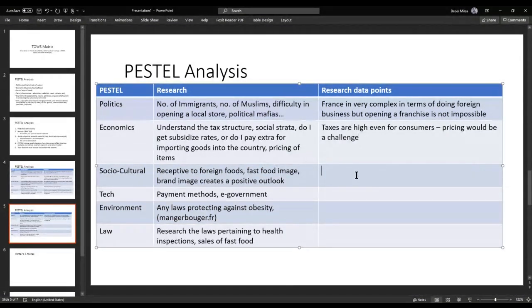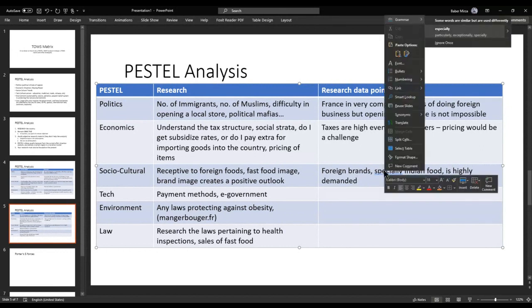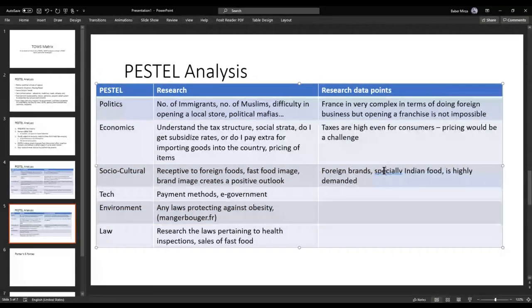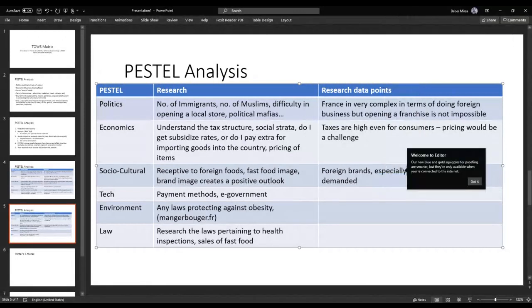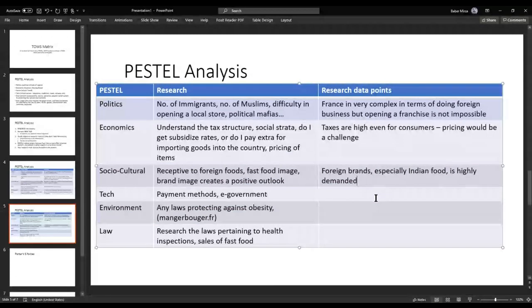Social cultural trends: foreign brands, especially Indian food, I would say, is highly demanded. Especially Indian food is highly demanded. So that's a positive outlook.